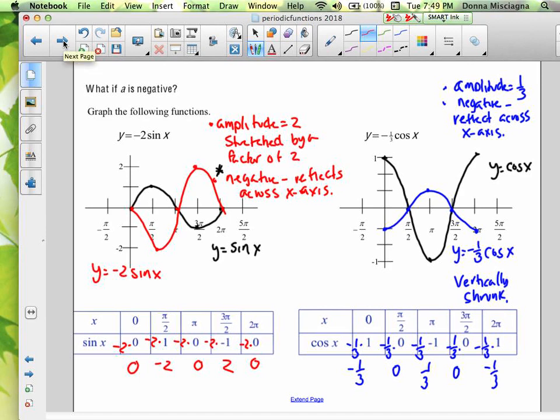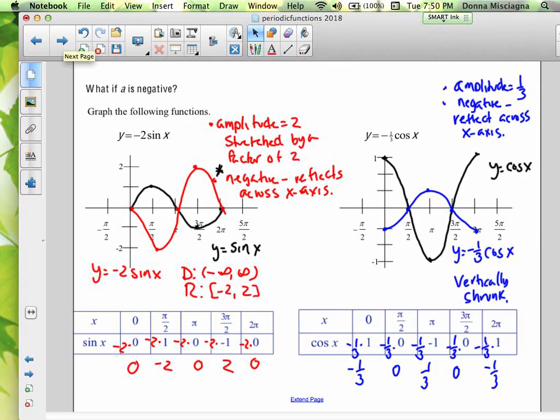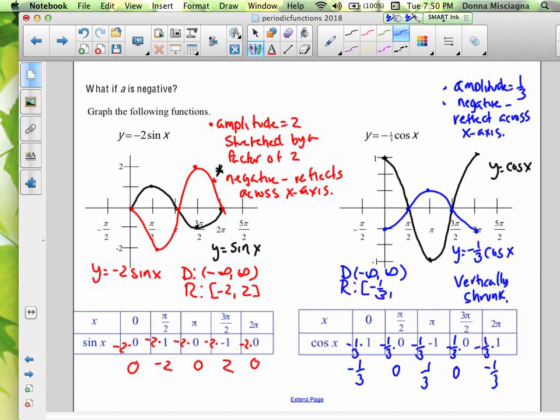So y equals -2 sine x, domain, of course, all real numbers. Range is going to be -2 to 2. For cosine over here, domain, all real numbers. Range, it's been vertically shrunk. It's only going to go from -1/3 to 1/3. That's its whole range. All right? Let's continue on.